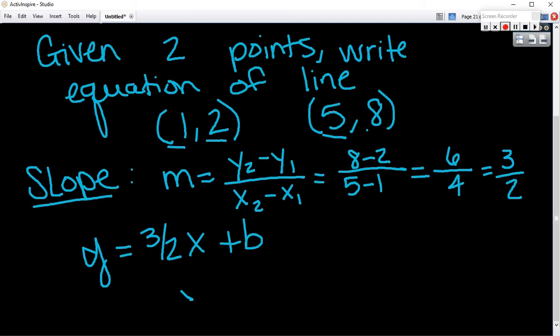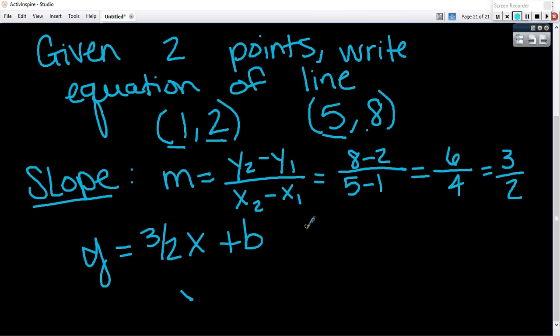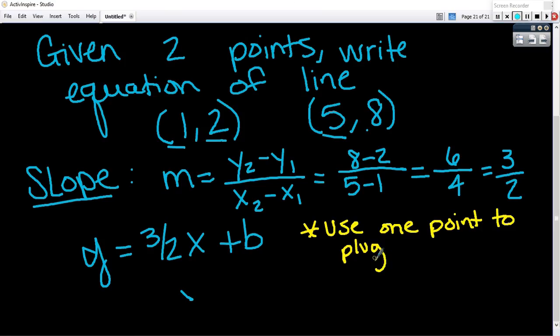I know somebody knows how to do this. Use one of the points that they gave you to plug in and solve for b. Which one's probably easier to plug in and use? The 1, 2? This one, the numbers are smaller.